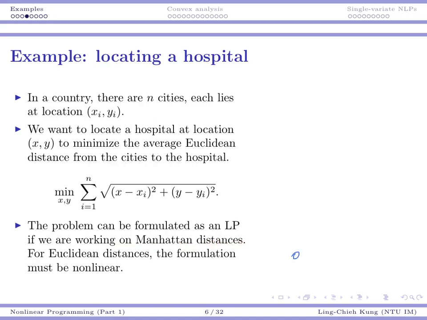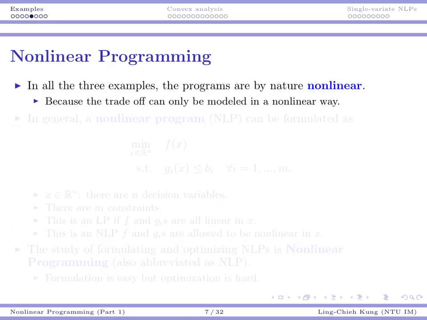Manhattan distances means that if this is the source and this is the destination, then we can only move either horizontally or vertically. But for Euclidean distance, we move in straight lines. So given any two points, in order to get the Euclidean distance, we naturally need to do these squares and square roots. And that's why the formulation must be nonlinear. We have seen several examples where the problem is just nonlinear. So naturally, we need to learn how to formulate and solve nonlinear problems.